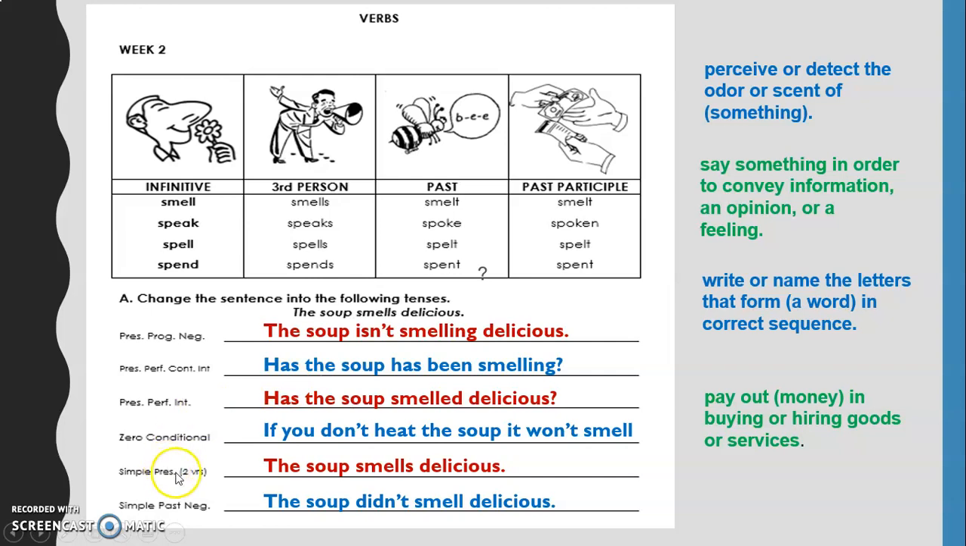Now we have Arlette, zero conditional. If you don't heat the soup, it won't smell. Well, it doesn't smell in general. Simple present and simple past negative.